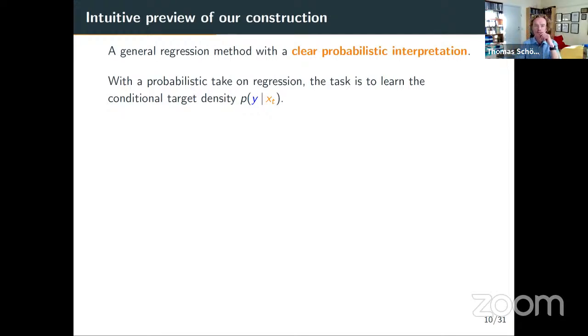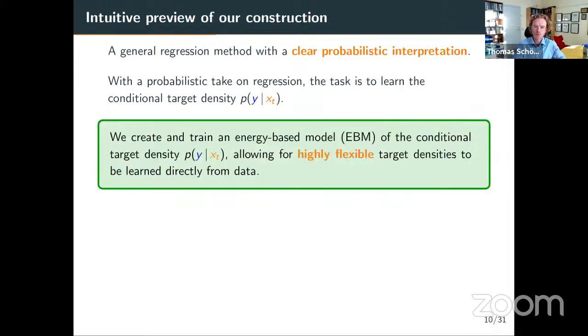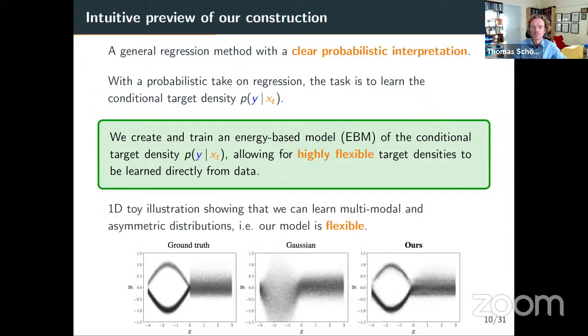And I'll give you a preview of the construction that we've come up with so far, which is a general method which has a clear probabilistic interpretation. So we use the so-called energy-based models that have been quite popular for a long time in different settings. I'll come back to them if you haven't heard about them and define them. This is a fairly straightforward way of allowing for a highly flexible target density that can be learned directly from the data. So we can do away with this Gaussian assumption.